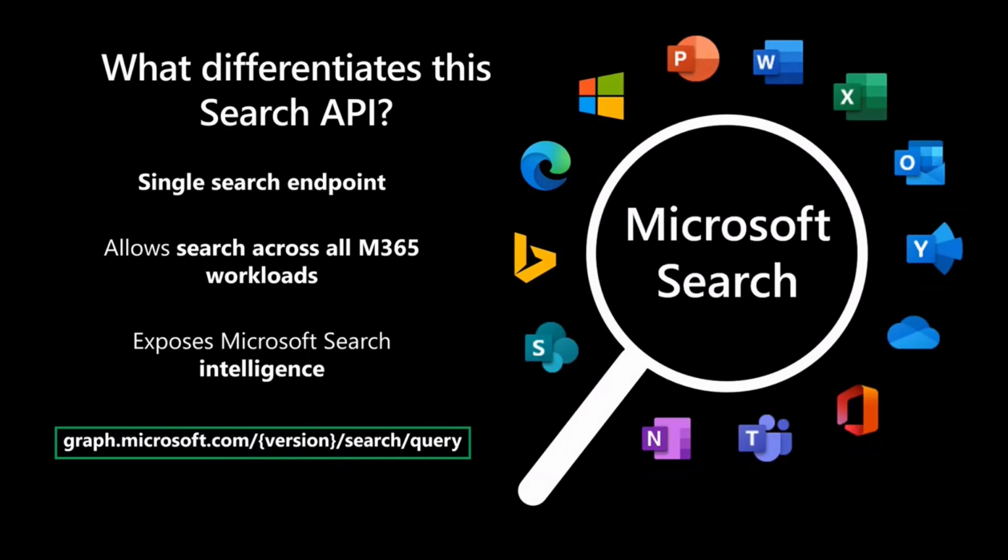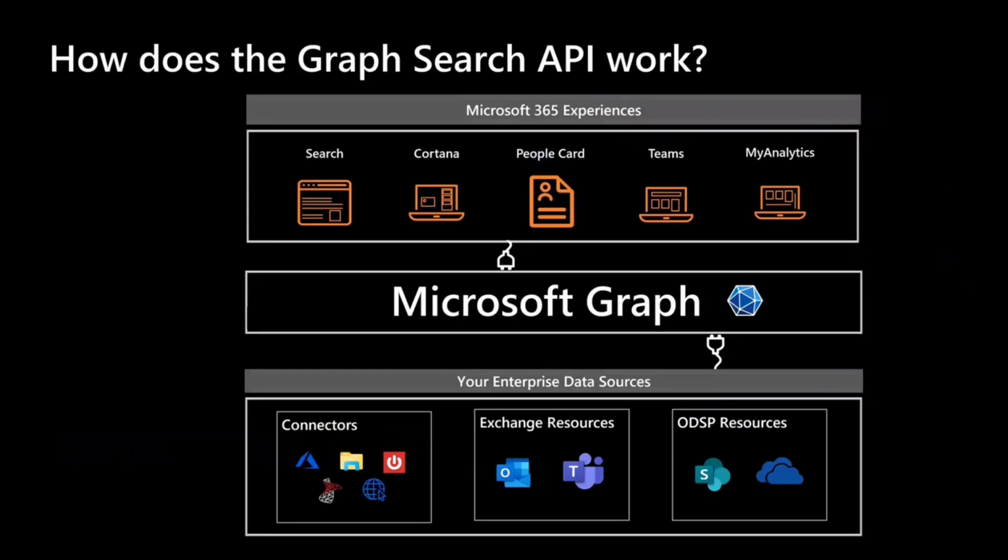But before we go into that, I did want to talk a little bit about how this Search API works. This Microsoft Search API sits on Microsoft Graph. If you are unfamiliar with the Graph today, the Graph allows you to access a lot of different intelligence and data. These are intelligence across different M365 experiences and clients, as well as data sources that can either come from your first-party experiences, either Exchange or OneDrive or SharePoint resources, as well as any connected content that you bring in via Microsoft Graph connectors.